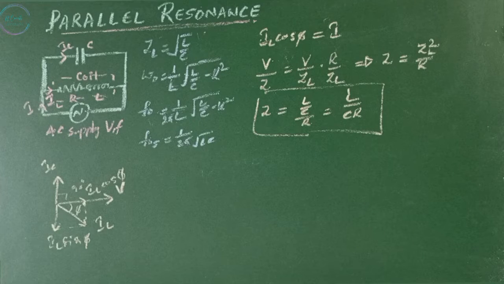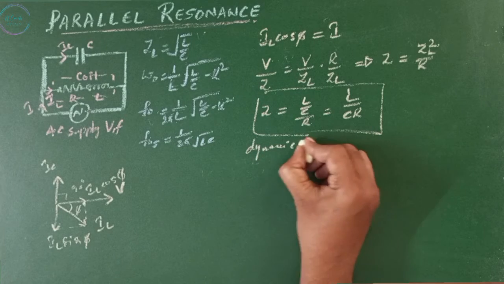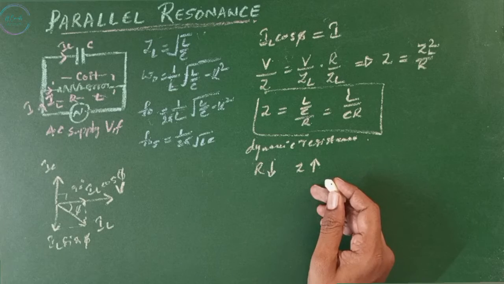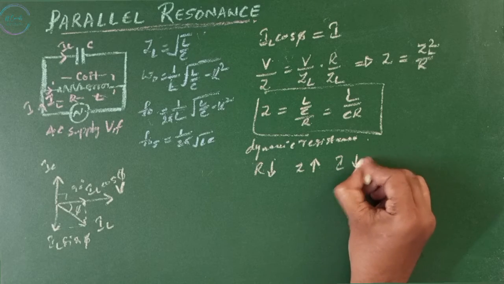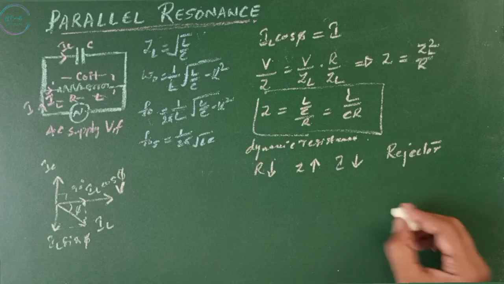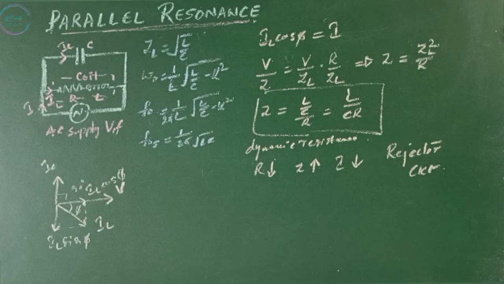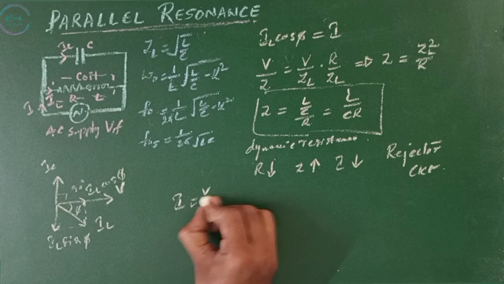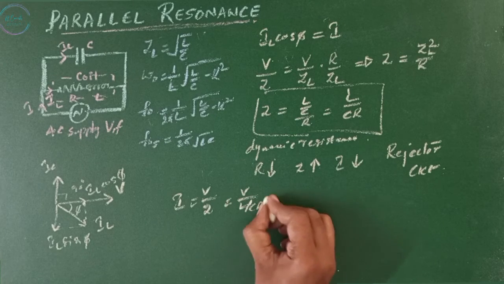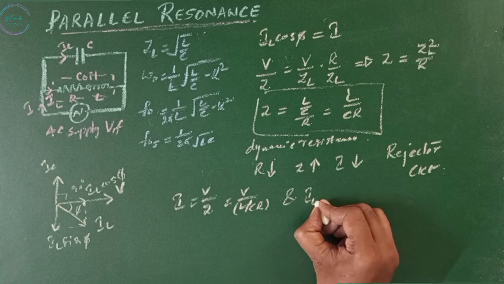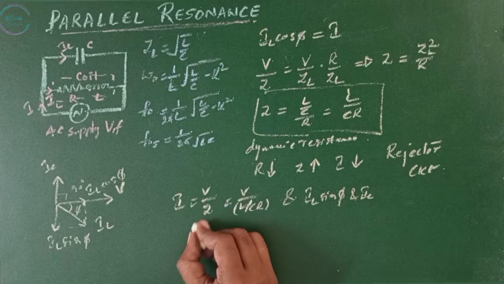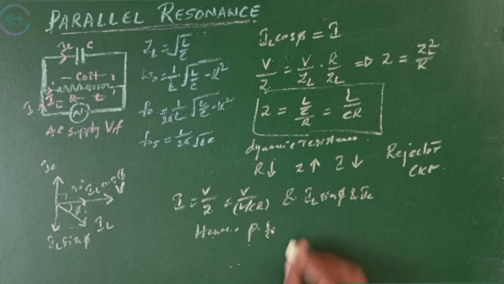This impedance is also called as dynamic resistance. If R is less, Z will be very high. When impedance is more, I will be less. Then this circuit is also called as rejector circuit. Now the current at the resonance, I equals to V by Z, which equals to V by L divided by CR. And as IL sin phi and IC cancel each other, hence, the power factor of the parallel resonating circuit at resonance is unity.